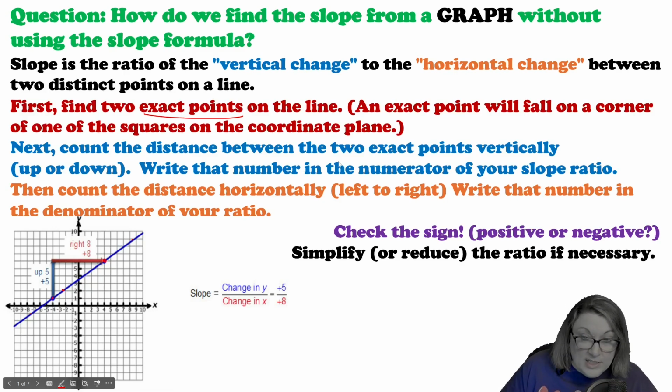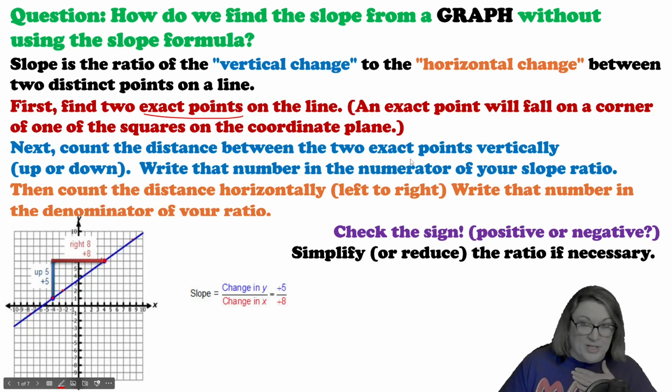Next, count the distance between the two exact points vertically. So that would be your rise, up or down, and write that number in the numerator of your slope ratio. Then count the distance horizontally from left to right and write that number in the denominator of your slope ratio. So as you can see, they've taken the 2 points they have here and they followed the lines of the graph up and over towards each other.